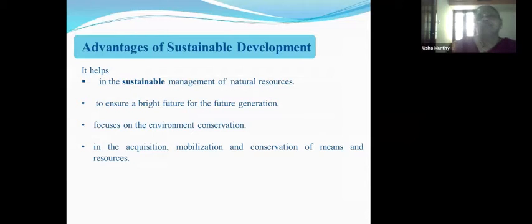Then if we attempt this sustainable development, what are the advantages we have? It helps in the sustainable management of the natural resources available on planet Earth. It also ensures a bright future for future generations. It also focuses on environmental conservation, so that there will be safety for future generations. And it also helps in the acquisition, mobilization, and conservation of the natural resources.